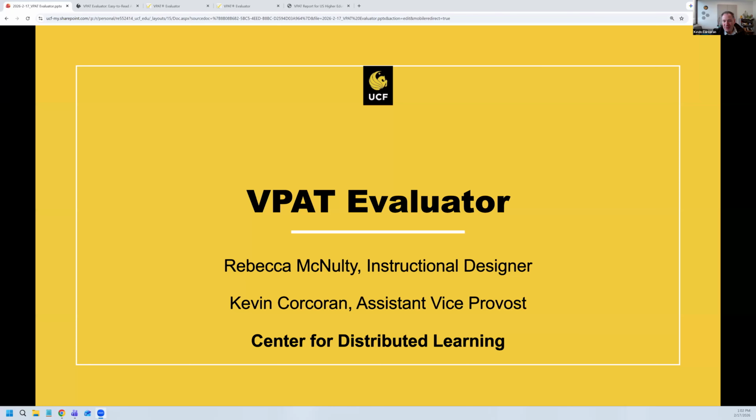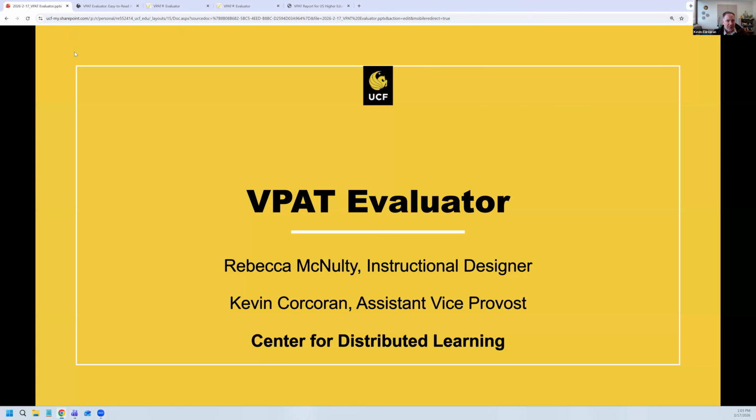As was mentioned, we represent the University of Central Florida, located here in Orlando, Florida. Just a little bit of context for us. We are an R1 institution, and we have a student headcount of 70,000 students. We have been immersed in online learning for over 30 years now, and accessibility has been at the forefront of much of the work that we've done.